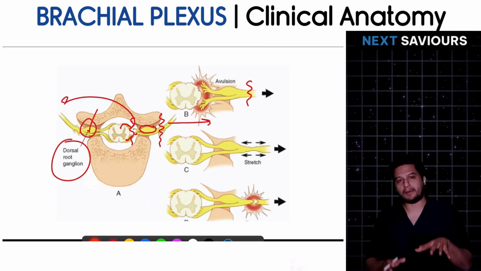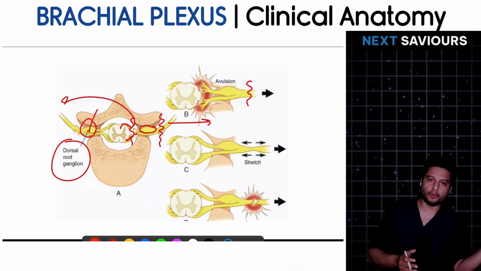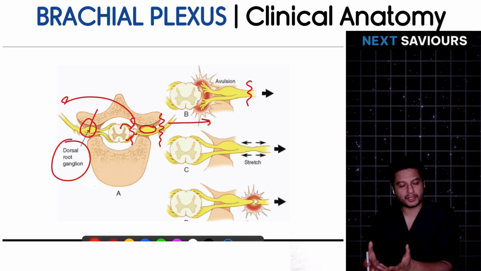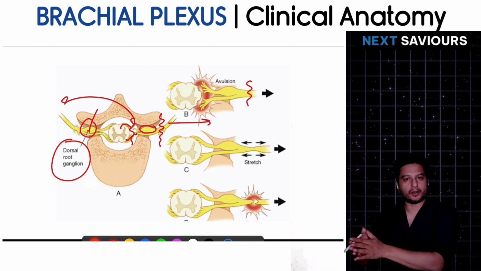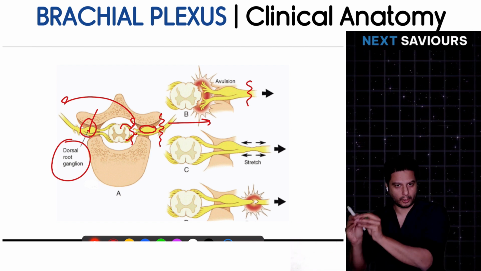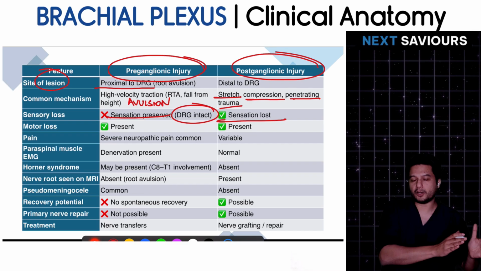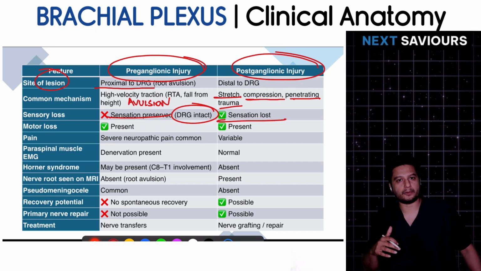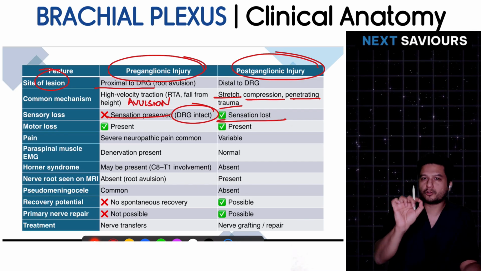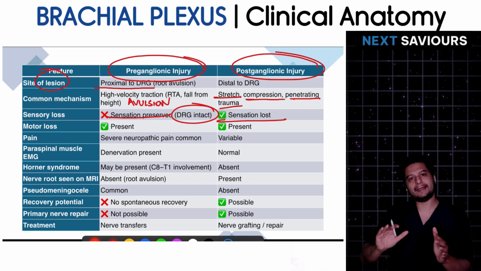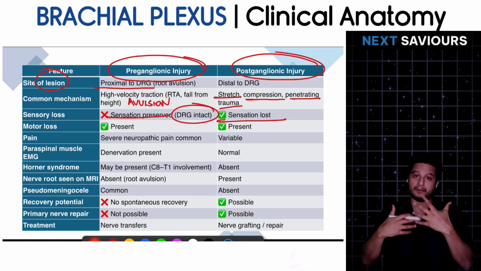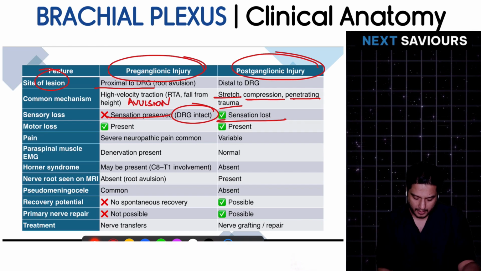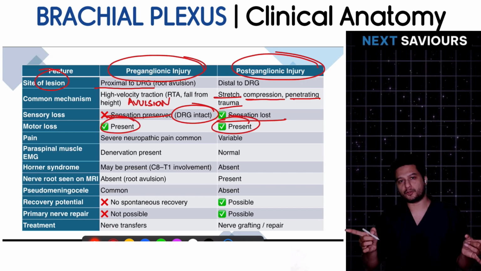Now, in any case, whether there is an avulsion at the level of root, or if there is a transection or compression or stretching beyond the level of the ganglion, there is going to be a motor loss. So both preganglionic and postganglionic injury would be presenting with a flail limb motor loss. Although this motor loss could be slightly variable in case of postganglionic injury, because there is a possibility that not all fibers are damaged. But yes, motor loss is present in both these two cases.